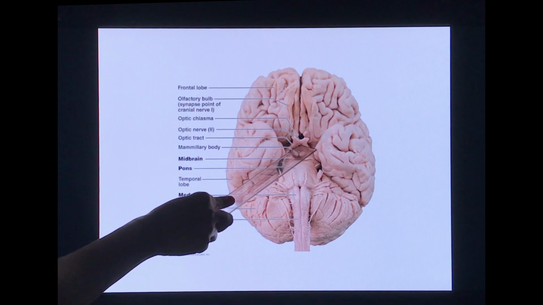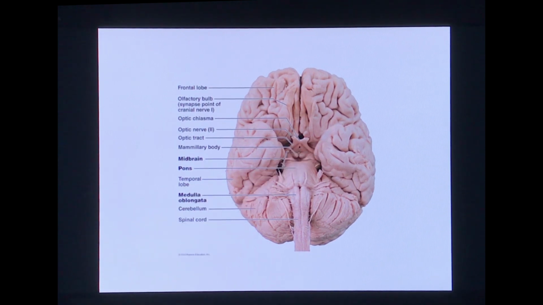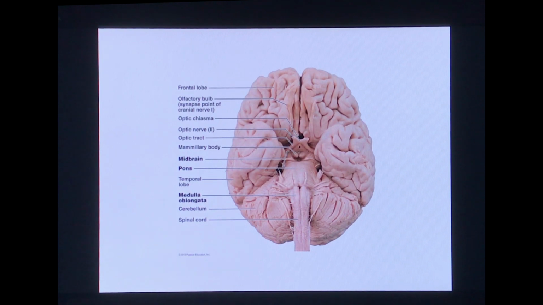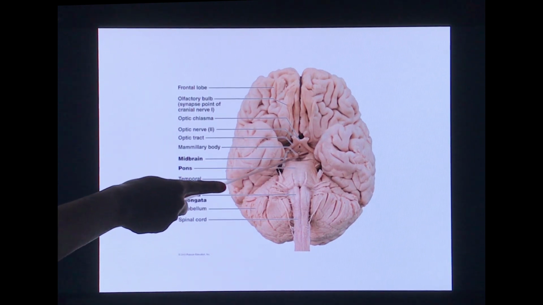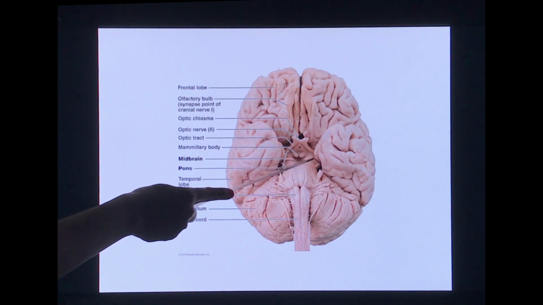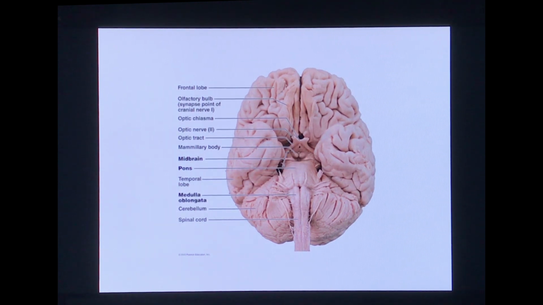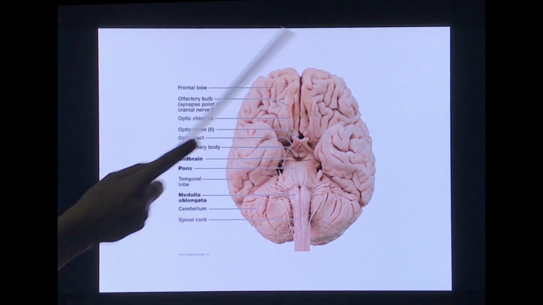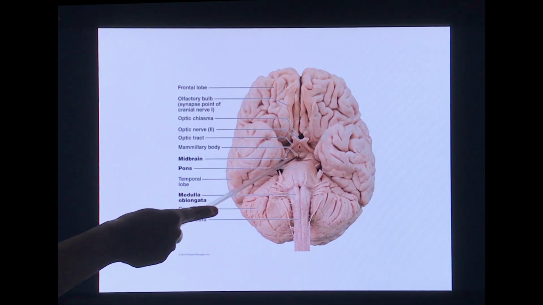Here you will see the tuber cinereum. These two swellings are called the mammillary bodies, and at the center, at the posterior aspect, you can see some small perforations. These perforations are made by small vessels which enter deep. They give deep branches which mainly supply the nuclei deeply placed within the brain. Due to these perforations, this area is called the posterior perforated substance, or posterior perforated area.